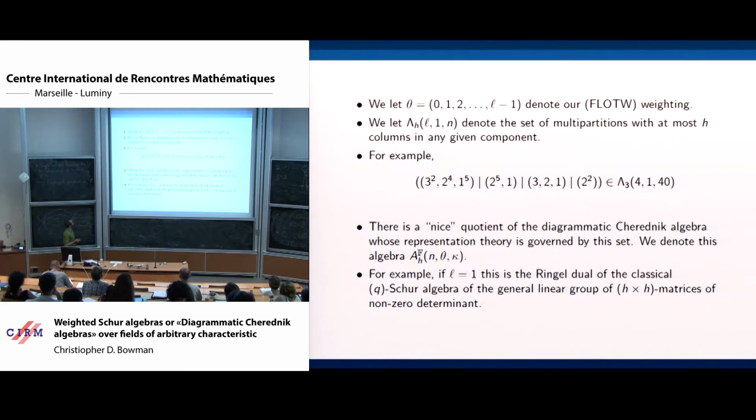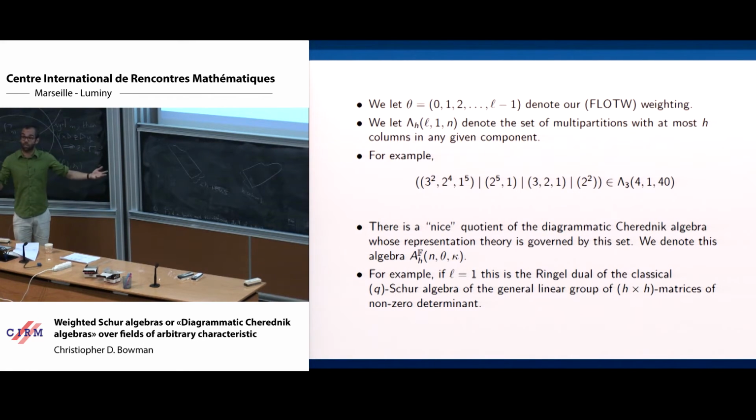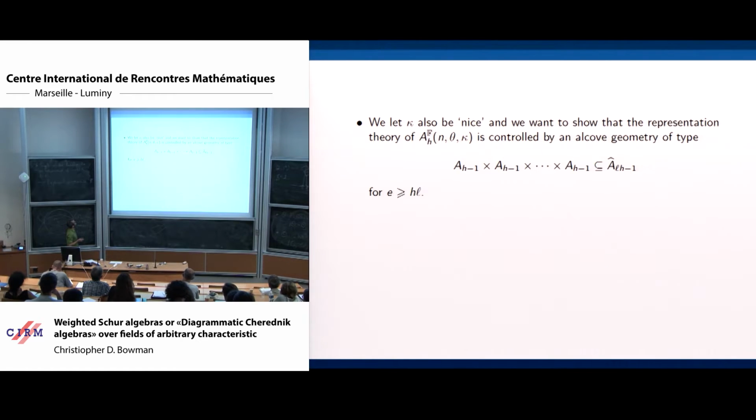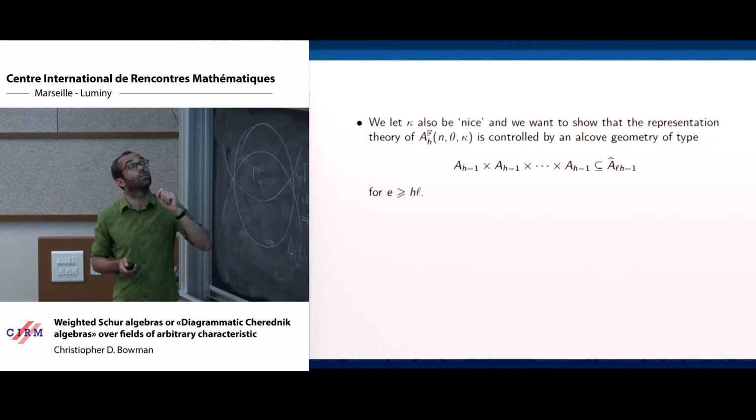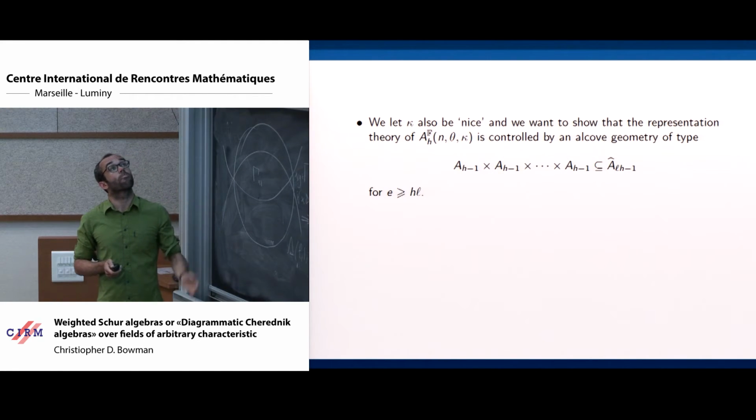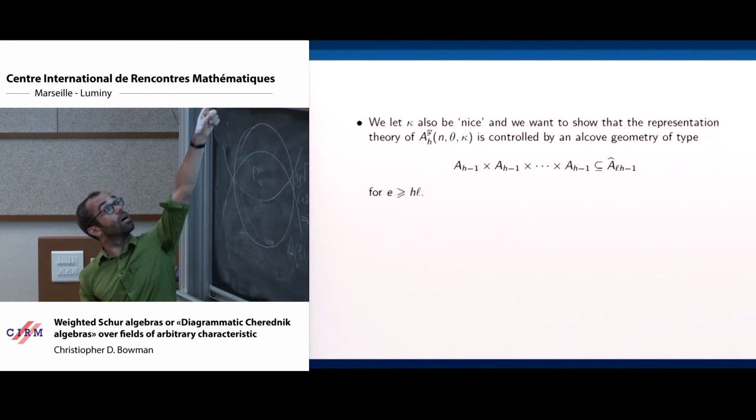Okay, so we're going to look at this nice quotient category, which includes as an example the Ringel duals of the classical Schur algebras and generalizes it to higher levels. And in order to get things to work out, we're going to have to pick kappa to be nice. And I can explain that later if people are interested in what nice means. But with this extra restriction, I'm going to be able to look at these nice quotients, these nice generalizations of the Ringel duals of classical Schur algebras, in terms of an alcove geometry of this type.